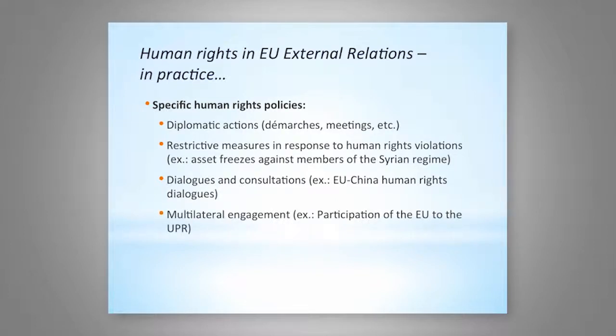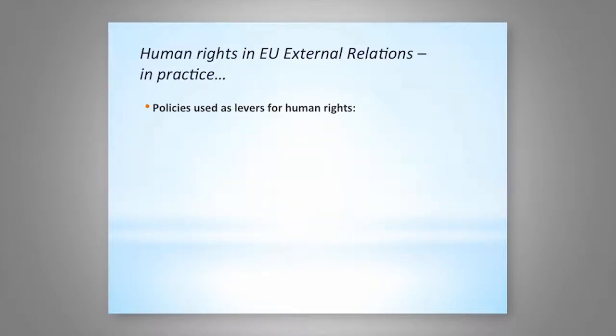Multilaterally, the EU engages with a number of other organizations, either regional, such as the Council of Europe, or global, most notably the UN, to coordinate policies and join forces regarding human rights promotion. The EU also has a specific instrument, the European Instrument for Human Rights and Democratization, which consists of a fund with an amount of more than 1 billion euros that can be used to support human rights in third countries.